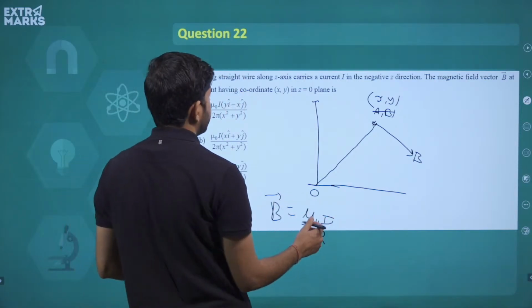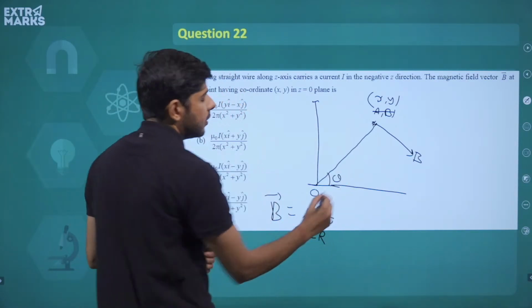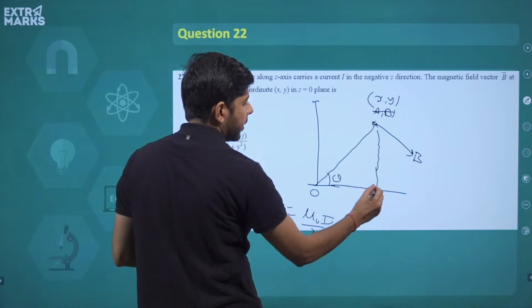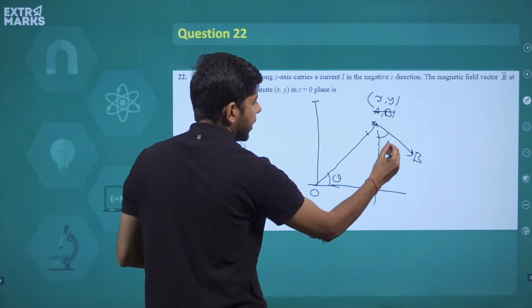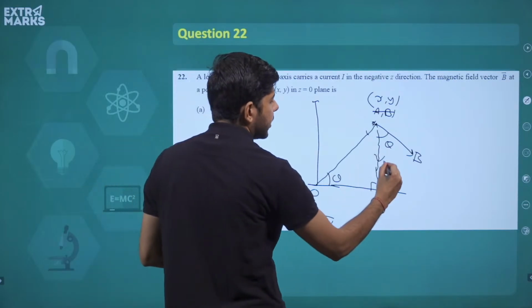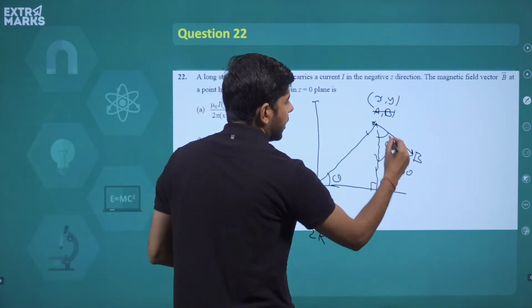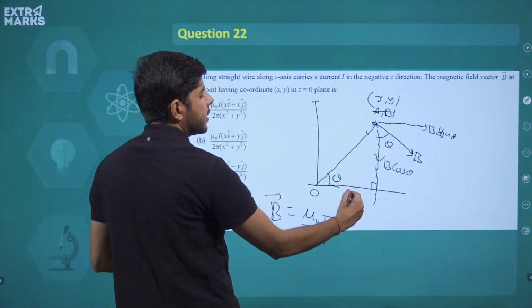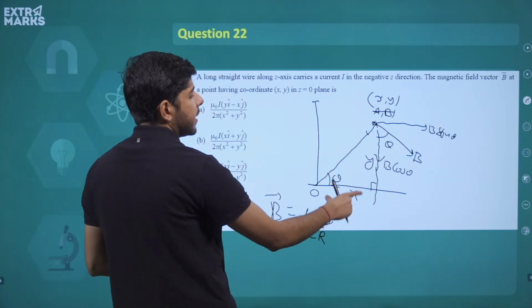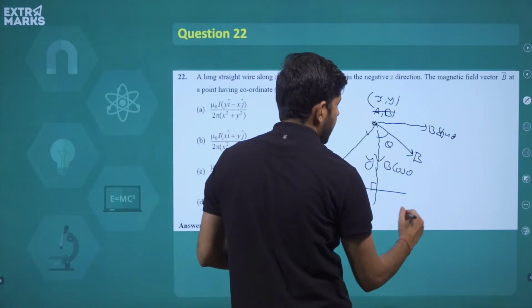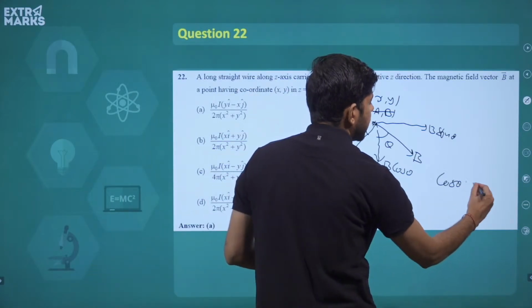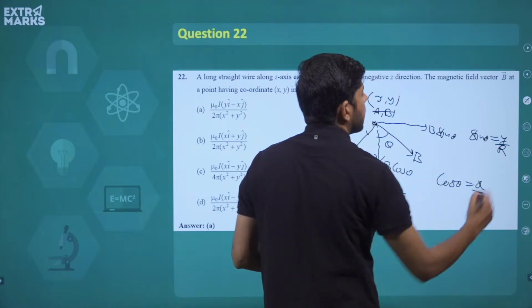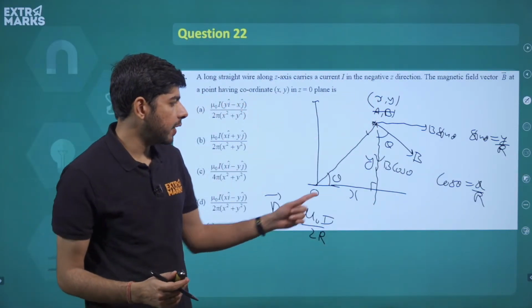Okay, what about the angle? Let's say this angle is theta, although not given. Let's draw a perpendicular. This is 90, this is 90 minus theta, and this will be theta. So if we talk about this value, this is B cos theta, and here this value will be B sin theta. And what is cos theta? Look at this triangle, this is x, this is y. So cos theta is x by r, and sin theta is y by r, right? So now we can find each component.